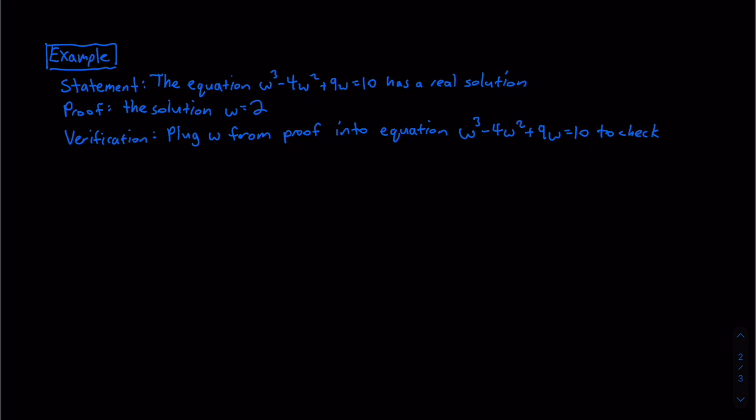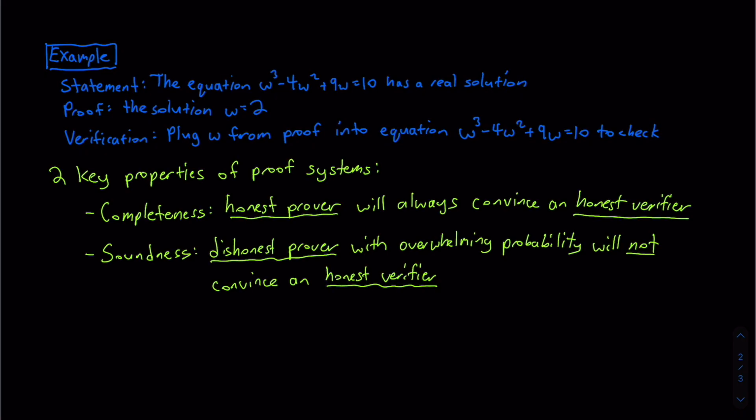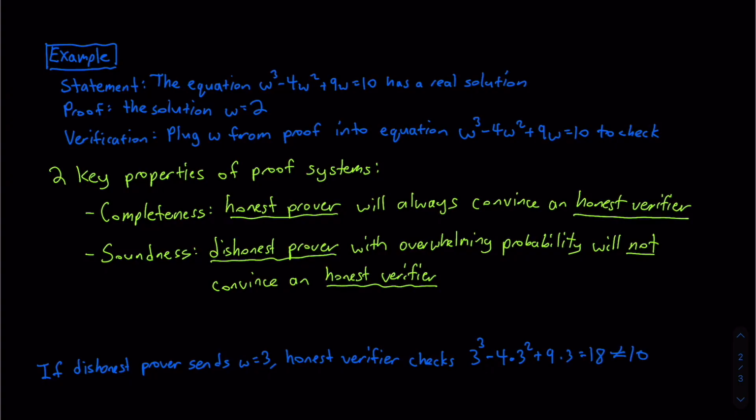Now, what about soundness? Simply put, soundness means that a dishonest prover can only convince an honest verifier with a super low, basically negligible probability, or sometimes not at all. In other words, a malicious prover shouldn't be able to fool the verifier. Our example proof system satisfies soundness. For instance, if a dishonest prover tried to send w equals 3 as a solution, the honest verifier would plug it into the equation and see that 3 cubed minus 4 times 3 squared plus 9 times 3 equals 18, which is not 10. Since it doesn't work, the verifier would reject the proof.